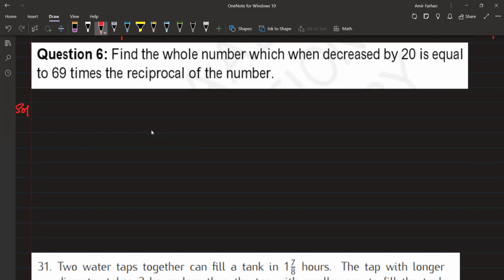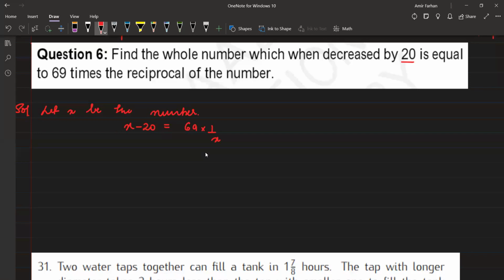Okay, time is not much. Find the whole number which when decreased by 20 is equal to 69 times the reciprocal of the number. Think a little bit. So we will first assume, let x be the number, and if you decrease it by 20, it will be equal to 69 times the reciprocal of this number. So x minus 20 will be equal to 69 times 1 by x. Yes or no?